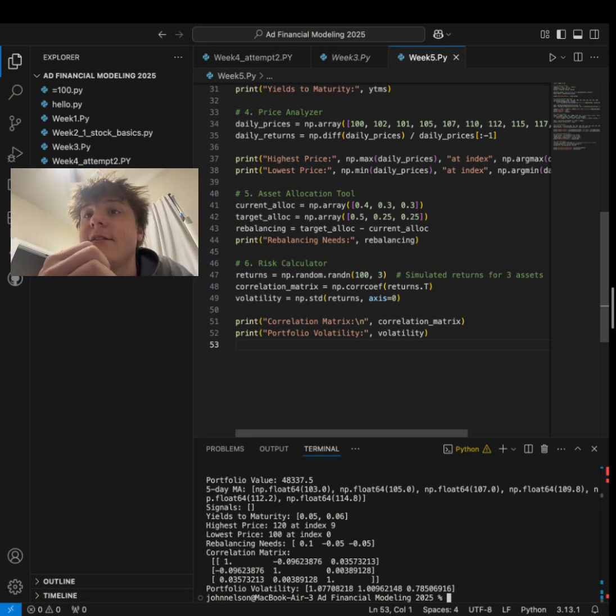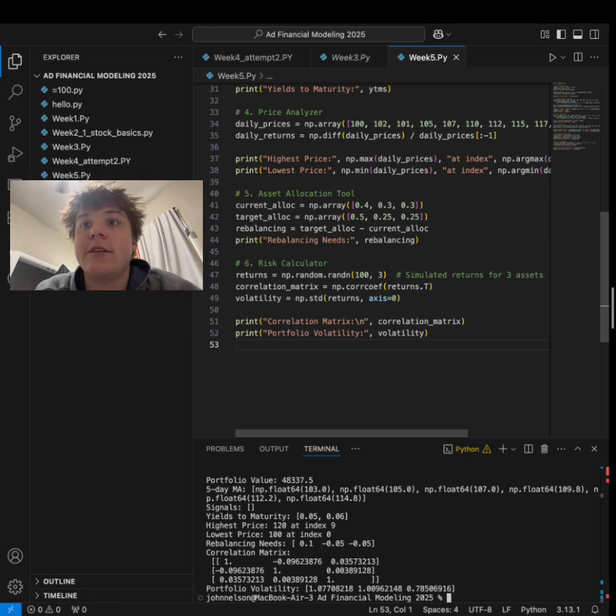Number 6 was risk calculator, a simple risk calculator. Returns equals np.random, 100 by 3. This is the simulated returns for 3 assets. Then we have correlation matrix equals np.corrcoef, which is returns.T, and then volatility equals np.std returns, axis equals 0. Then we print correlation matrix and print portfolio volatility. And that is also for the terminal. Now let's look at the terminal.